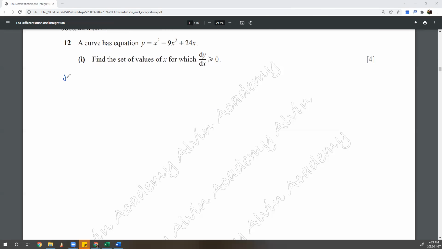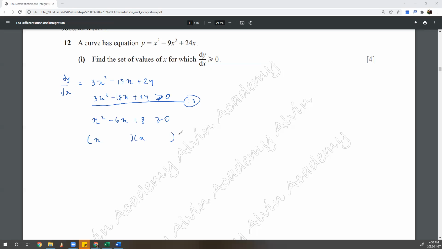So you have to find dy/dx first. 3x squared minus 18x plus 24, and then it is more than or equal to 0. So you have to find the set of values. I divide by 3 to make it simple. And then x squared minus 6x plus 8 is more than or equal to 0. I forgot to put the equal sign. Okay, and then do the factorization.